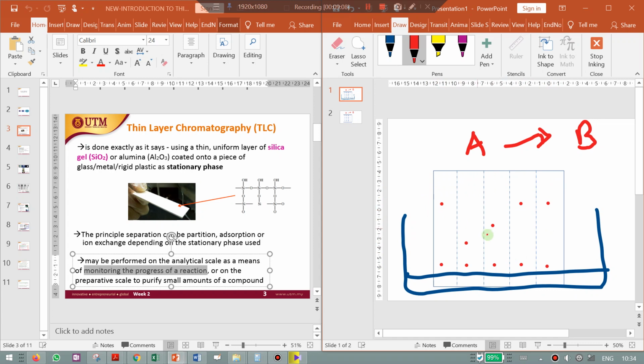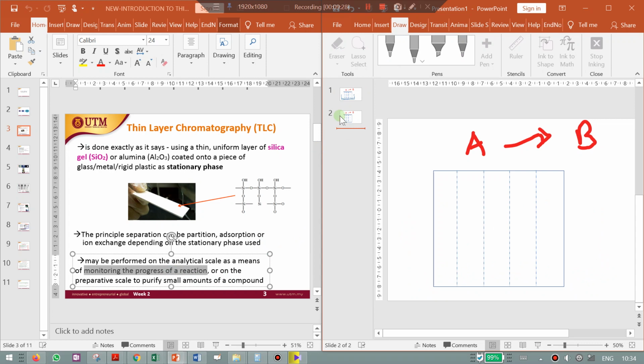So you don't really need 2 hours to finish your analysis, to finish your reaction. So you can save reaction time. That is what is meant by monitoring the progress of reaction.